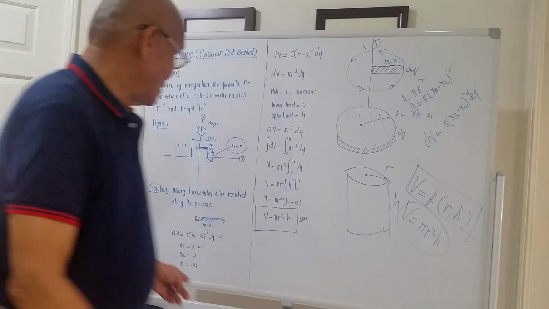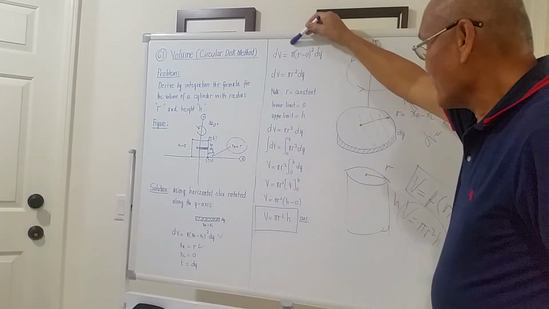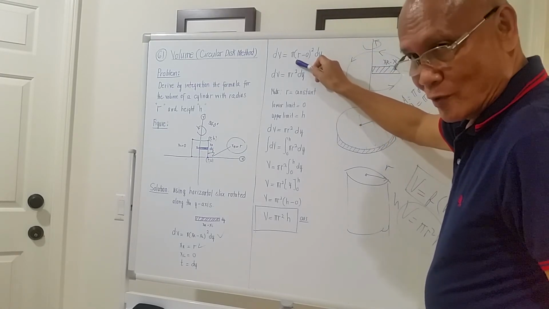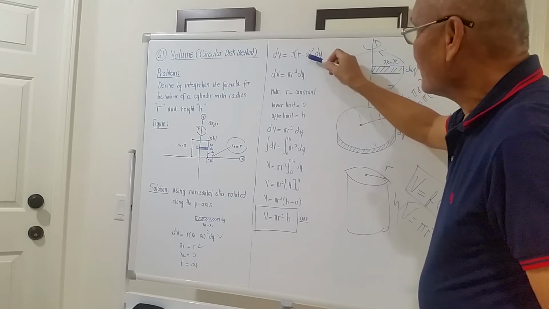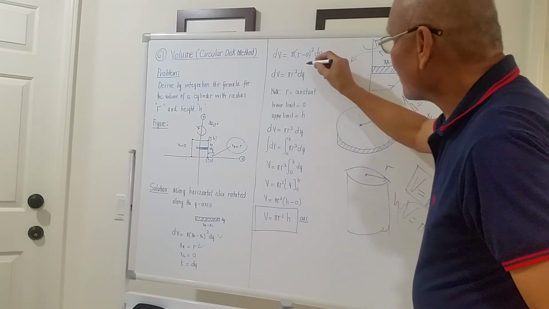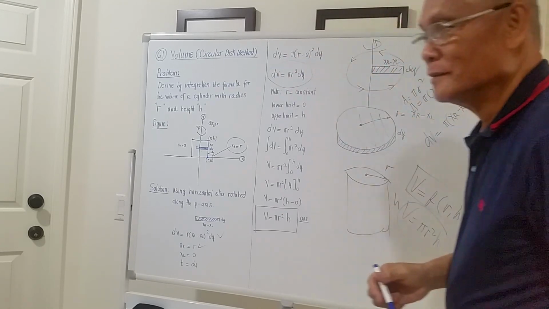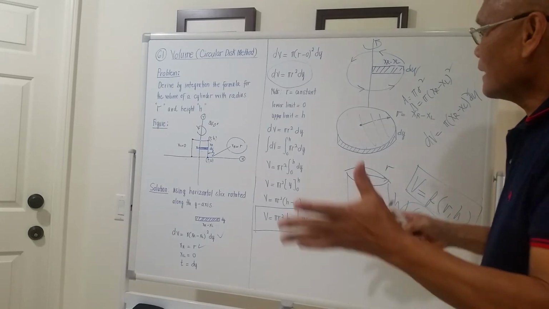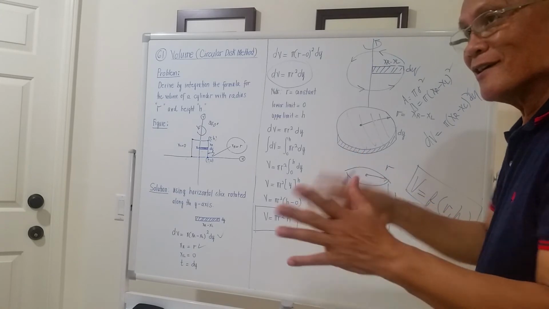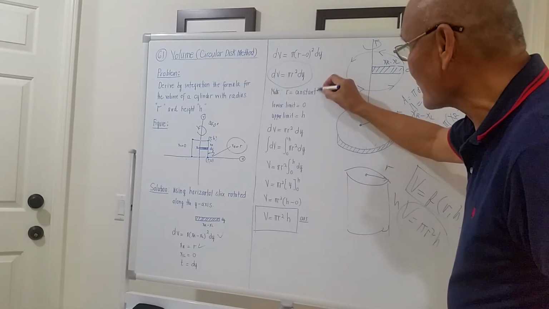Okay, we will go back to the differential volume. Therefore, the differential volume will be pi times the quantity XR, which is actually small r, the radius, minus zero quantity square times dy. Therefore, for a cylinder, the differential volume is pi r square times dy. I placed a note over here, r is constant. Why constant? For any given cylinder, the radius is constant, right?